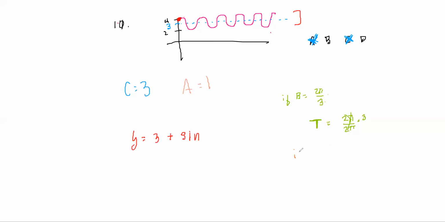And then if B is equal to pi over 3, then the period is going to be equal to 2 pi over pi times 3. And so this is going to be 6. Right?